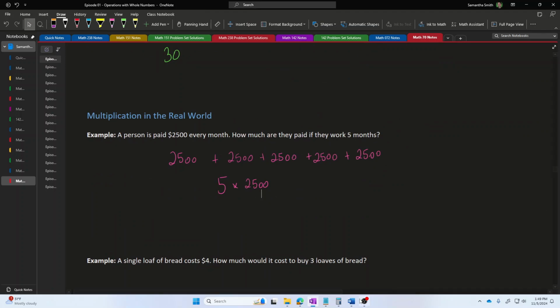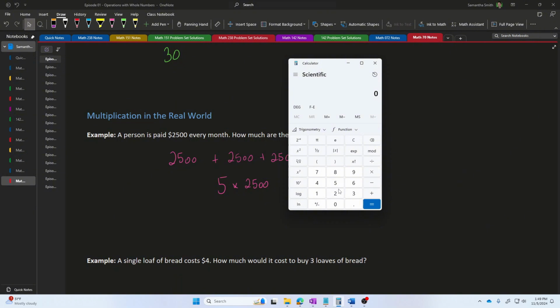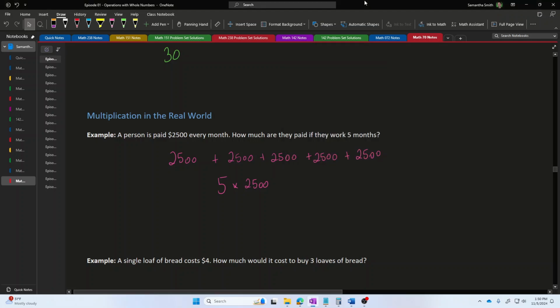So if I multiply my monthly income with the number of months that have passed, I get a total income of $12,500.